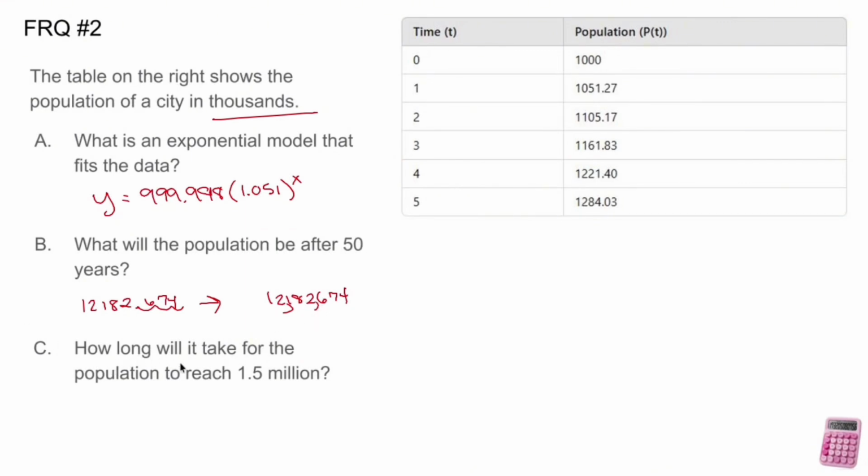How long will it take for the population to reach 1.5 million? Well, that's 1,500 according to this chart. So we're kind of along the way, but I want to use my calculator to find out when I will hit this 1,500 or 1.5 million mark. So let's go do that and see what happens.